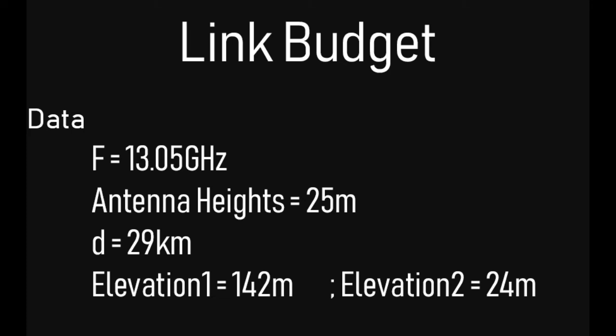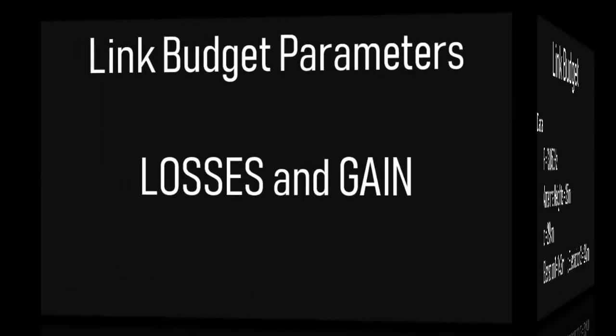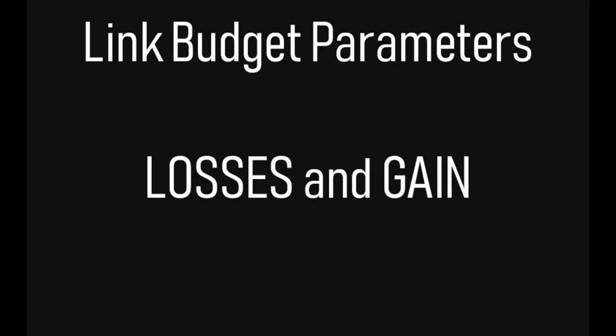After jotting down all the data needed, we can now proceed in computing for the parameters in link budget. We'll now start with the first parameter. We'll compute for losses.